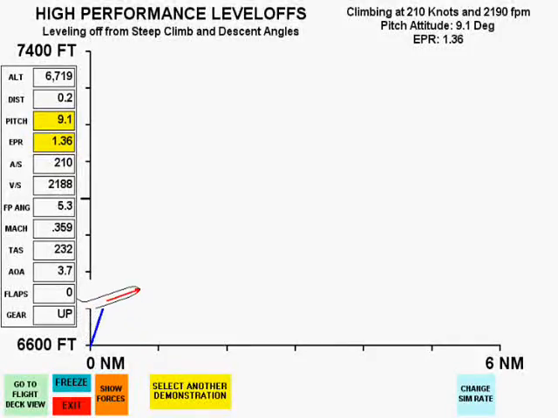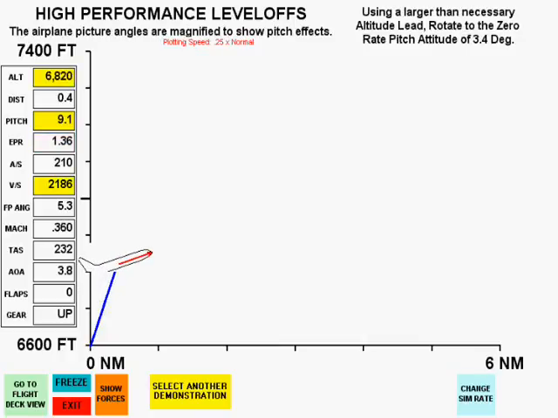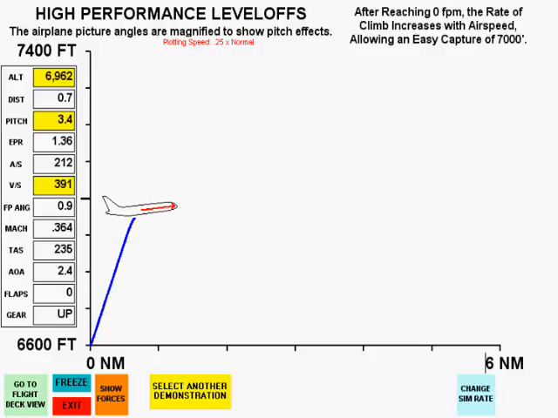We are initially climbing at 210 knots with a pitch attitude of 9.1 and an EPR of 1.36. The plotting speed is reduced to improve the details. We're now rotating to the zero rate pitch attitude of 3.4 degrees, and notice that the vertical speed is decreasing prior to reaching the target altitude of 7,000 feet.